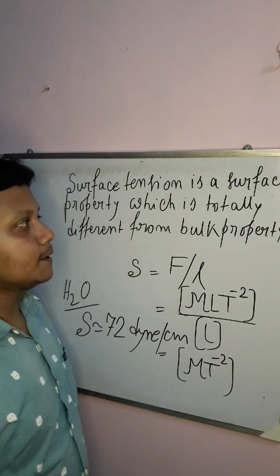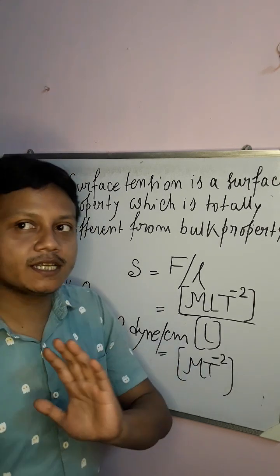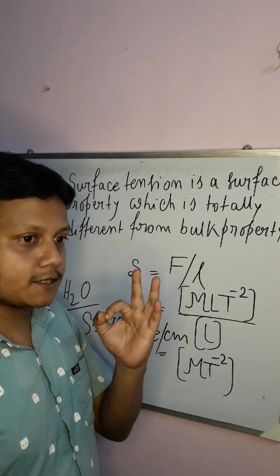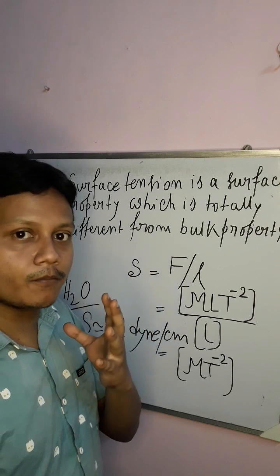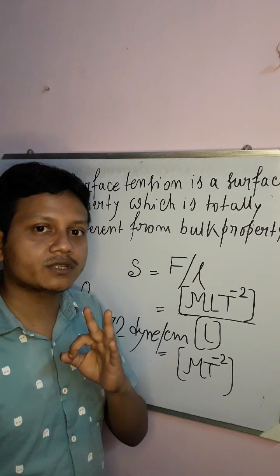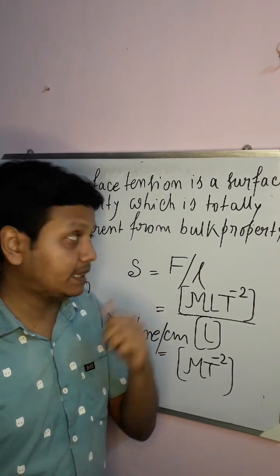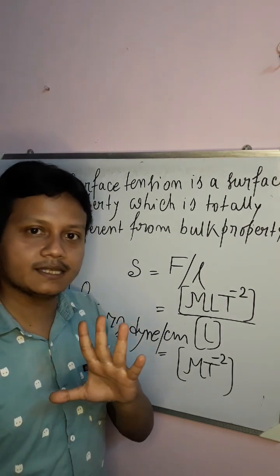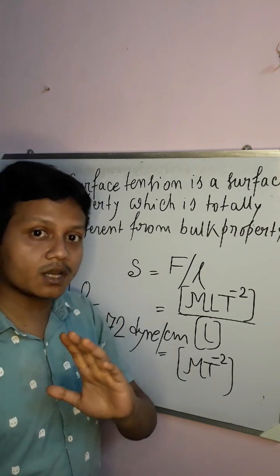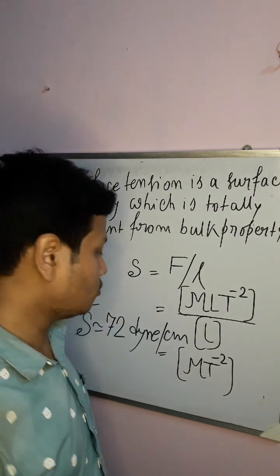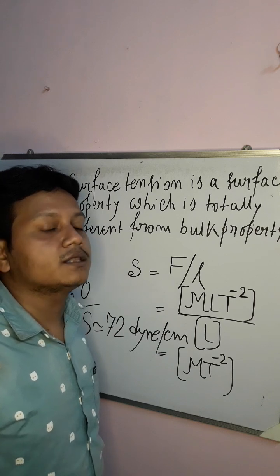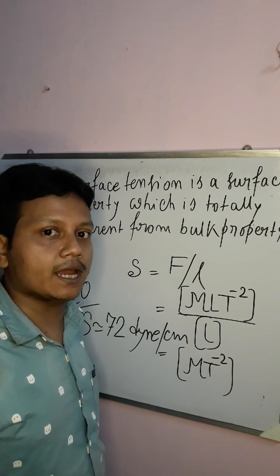So in today's lecture we discussed the introduction of surface tension. At first we defined why a liquid drop attains a spherical shape. Then we introduced the concept of cohesive and adhesive forces, and then we defined surface tension, which is a surface property of a liquid, and the bulk property is totally different from the surface property. In our next class I will discuss surface energy and other issues.